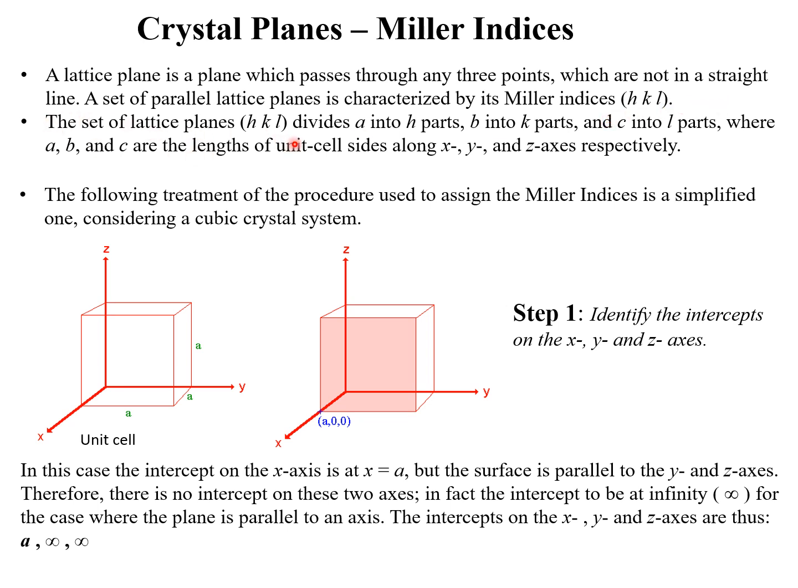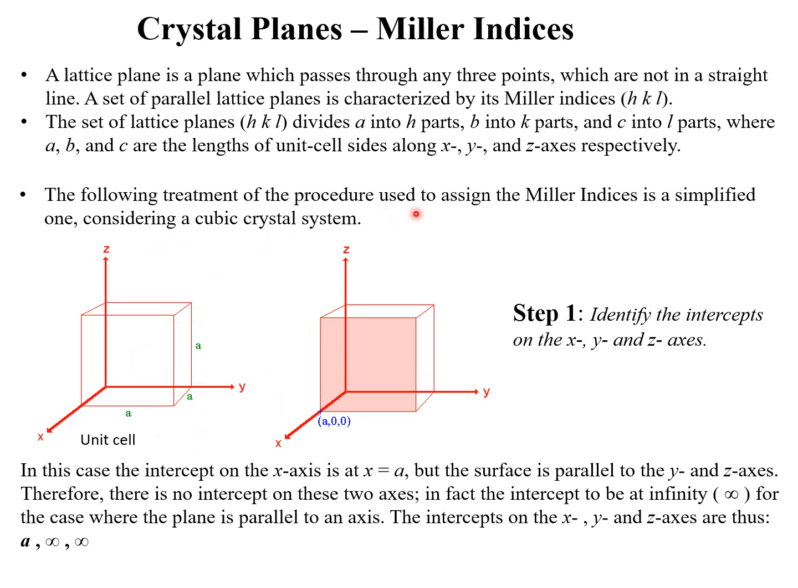The set of lattice planes HKL divides A into H parts, B into K parts and C into L parts, where A, B and C are the lengths of unit cells along X, Y and Z axis respectively. So in this diagram you can see X, Y, Z. These three are the coordinate axes with its Miller indices value HKL.